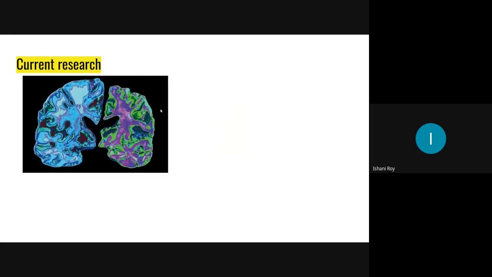So here is a picture, and I want you to answer what you think this represents. What do you think this picture represents? Any guesses? Yes, it's our brain, but there's an obvious difference. So what do you think is this difference? It compares the brain of a person with higher levels of oxytocin versus one with lower levels.